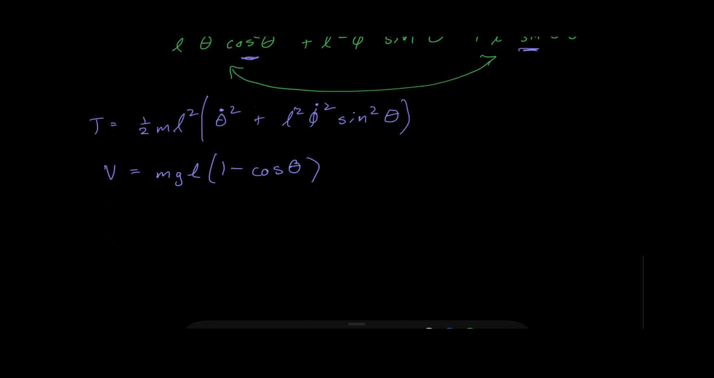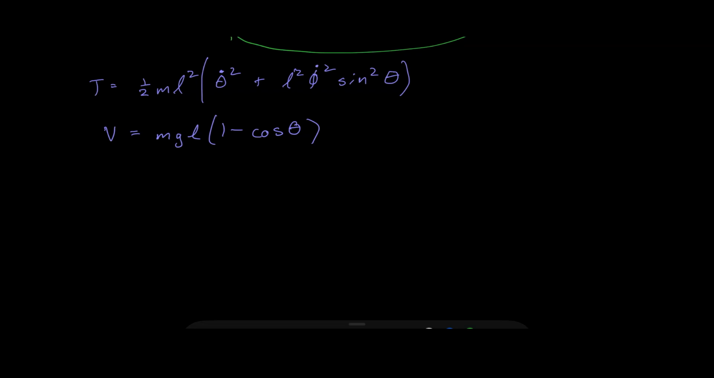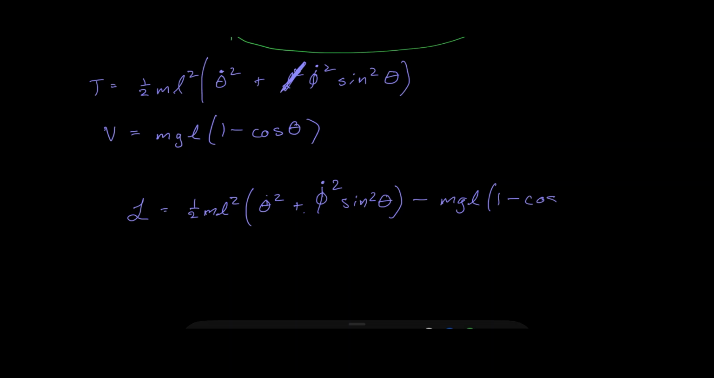So now we've got our kinetic and potential energies. We just have to do our Lagrangian. So our full Lagrangian is 1/2 ml squared theta dot squared plus, oh, I pulled out this L squared, sorry about that, plus phi dot squared sine squared theta, minus mgl (1 minus cosine theta). Great.